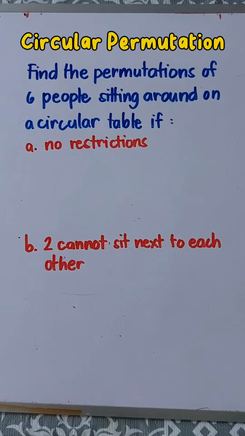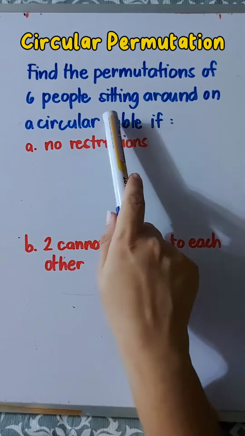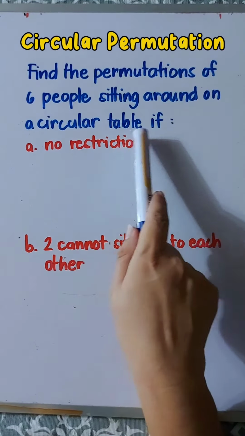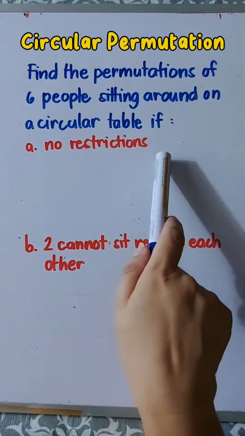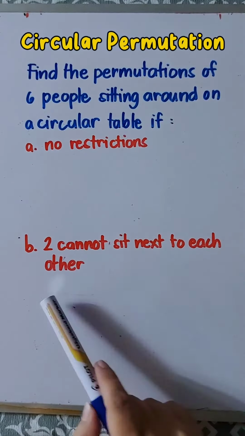So now let us discuss circular permutations. Find the permutations of 6 people sitting around a circular table if (A) no restrictions, and (B) 2 cannot sit next to each other.